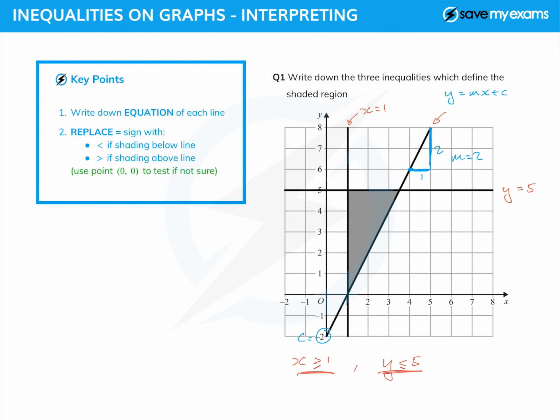So this line here is y equals 2x minus 2. Now, are we above or below this line? Well, I'm pretty sure we're above this line, but let's just use the point 0, 0 to check that. I want y greater than or equal to 2x minus 2. Well, at 0, 0, y is 0, and 2x minus 2 is 0 minus 2. And the question is, is 0 greater than -2? Yes, it is. So y is greater than or equal to 2x minus 2. And those are our 3 inequalities.